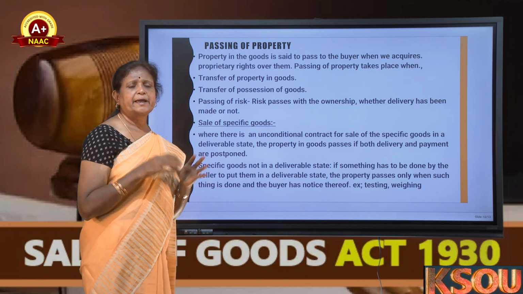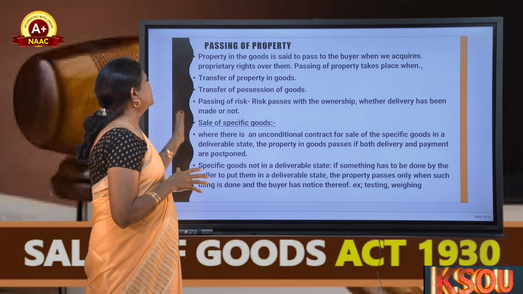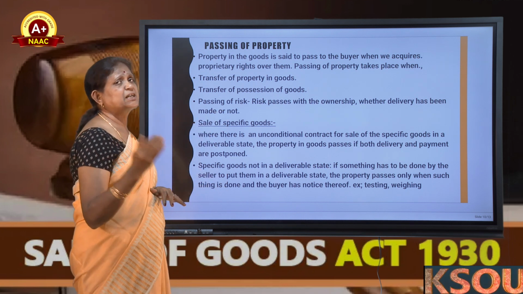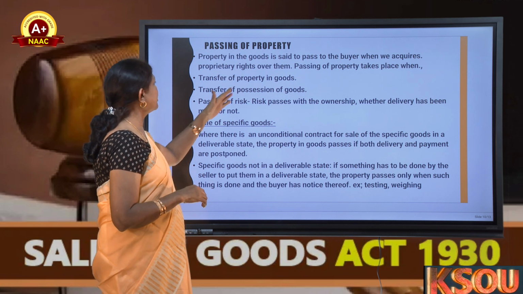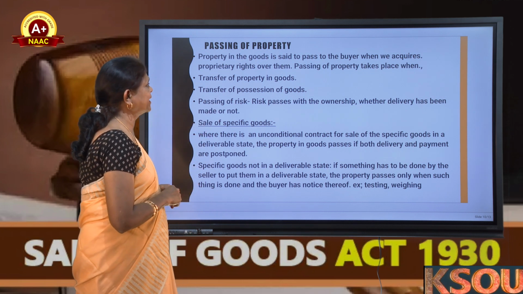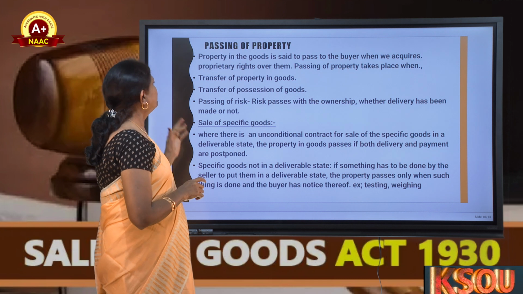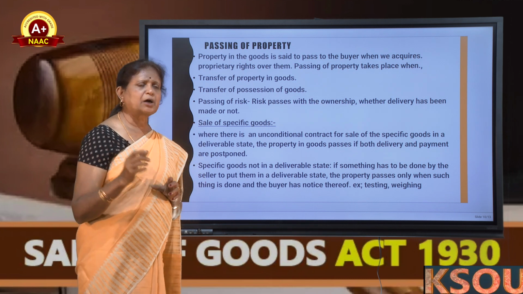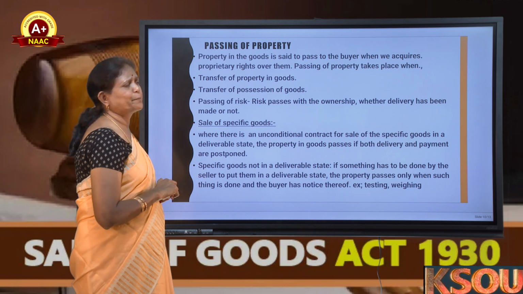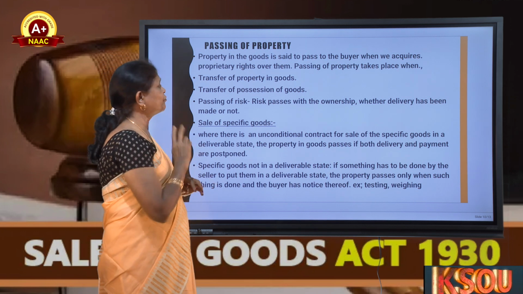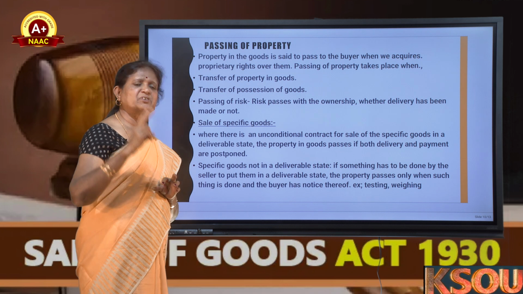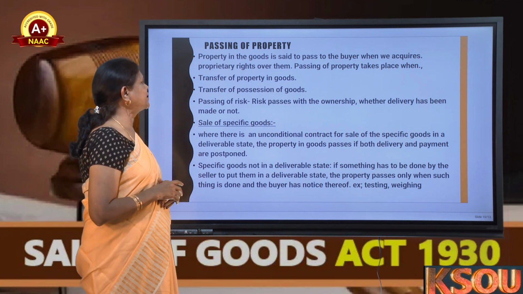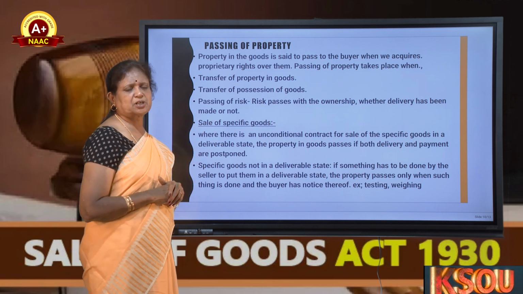Once a contract of sale is completed, property in goods must be transferred. When passing of property takes place, the property in goods is said to be passed to the buyer when he acquires proprietary rights over them. Suppose the buyer acquires ownership rights over the property, then property in goods is said to be transferred, though possession is not transferred. So there is transfer of property in goods and transfer of possession of goods.